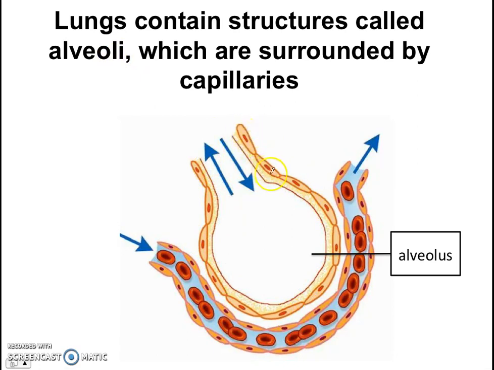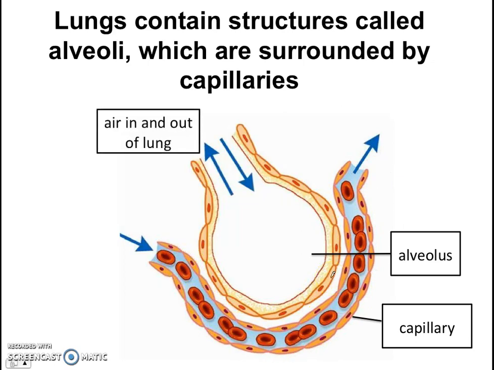You can see that this air sac is made up of a layer of cells. So one cell, two cells, three cells. The cells form a layer to form this air sac. Surrounding the air sac is a capillary. So here's our capillary. And you see the capillary is actually made up of cells as well. So here's the capillary wall made up of cells. And you can see inside the capillary we have our red blood cells. So when air moves in and out of the lungs, it will also move in and out of the alveolus.